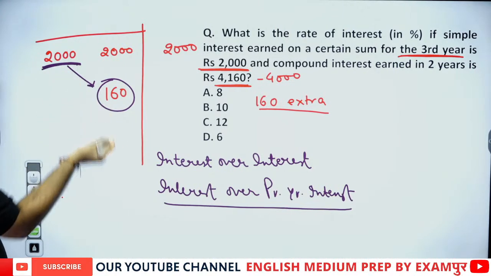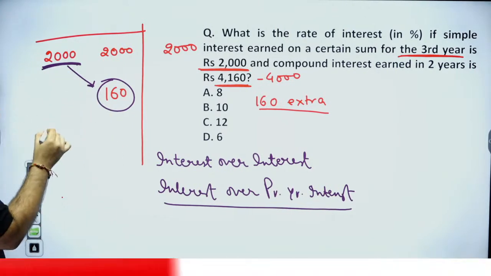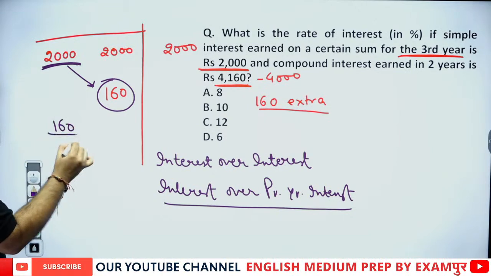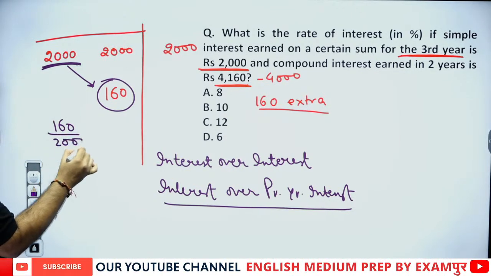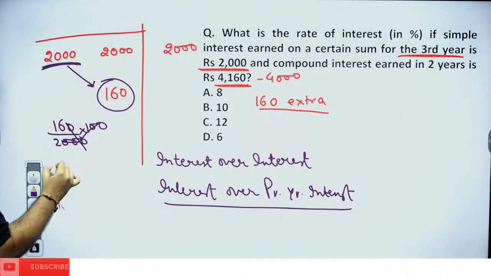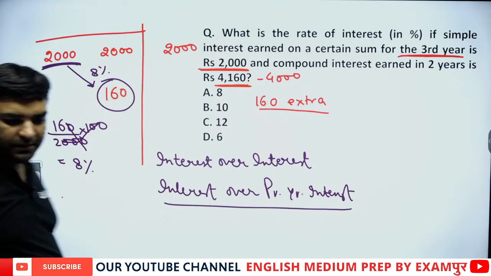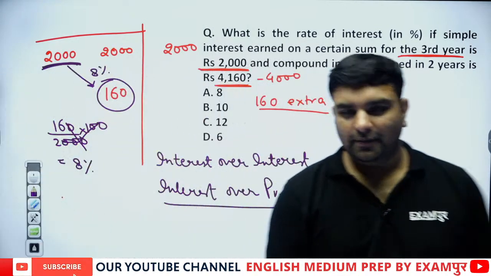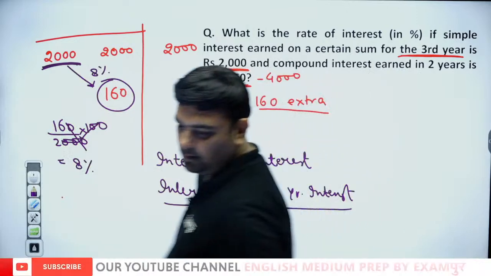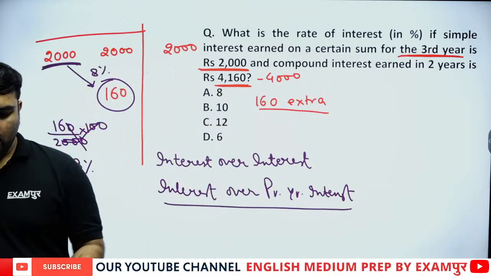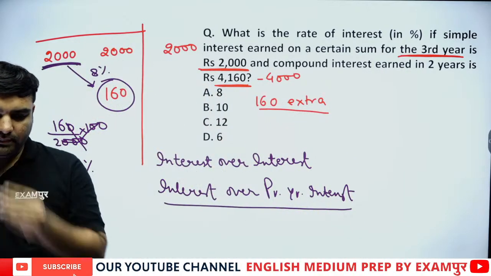How much percentage is it? 160 over 2000 into 100. 8% is the rate.